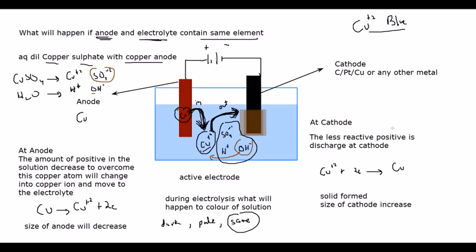The reason they will not ask, the equation they ask. Like, write an equation for why the size of anode is decreasing. So you will write this equation. Write an equation for why the size of cathode is increasing. You write this equation.